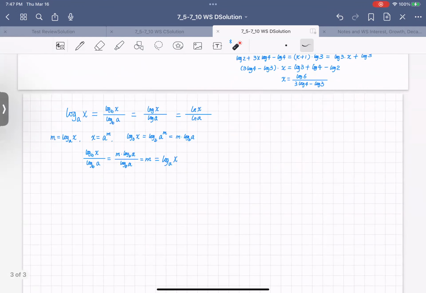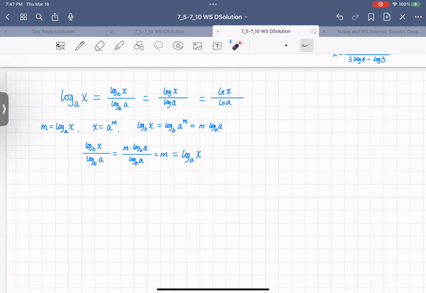Okay, I need to teach one more formula. This is called the base change rule. We already learned so many properties, but today I have to teach you another formula. This is one of the most important formulas for the logarithm, or maybe the number one most important formula for logarithm.